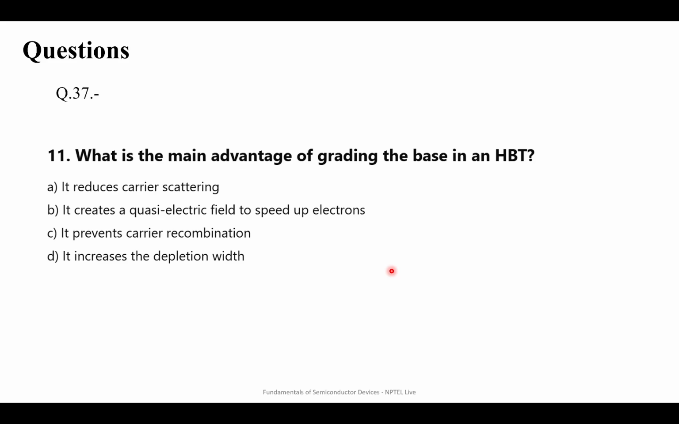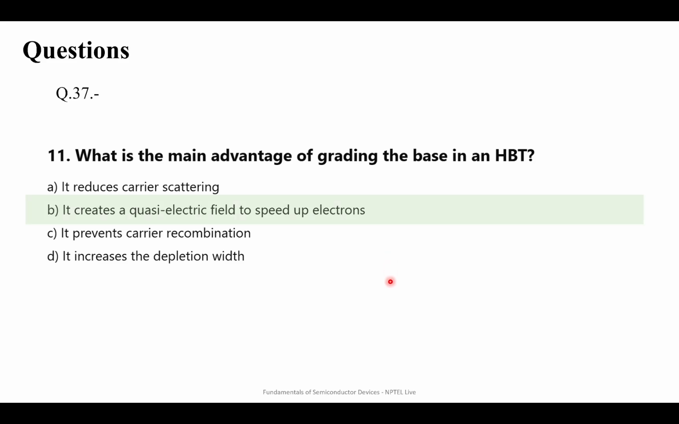What is the main advantage of grading the base in an HBT? It reduces carrier scattering. It creates a quasi-electric field to speed up electrons. It prevents the carrier recombination. It increases the depletion width. The quasi-electric field to speed up the electrons.